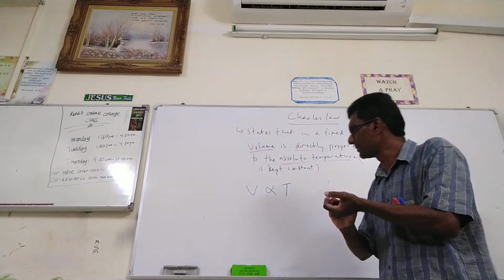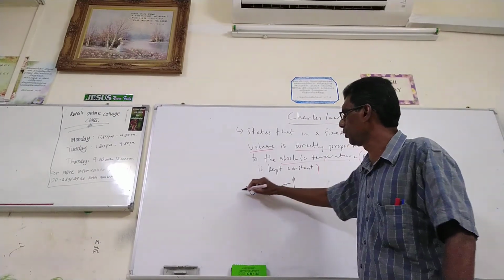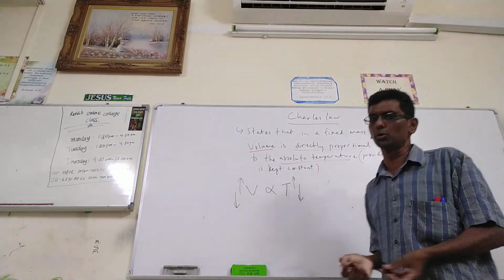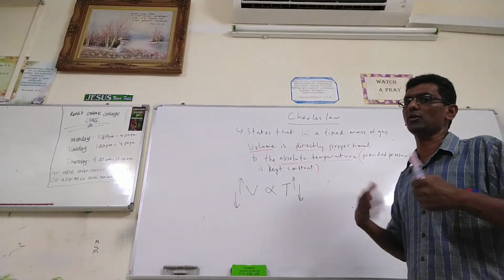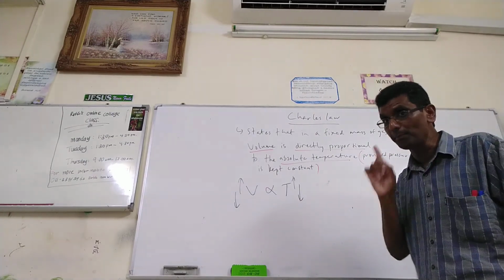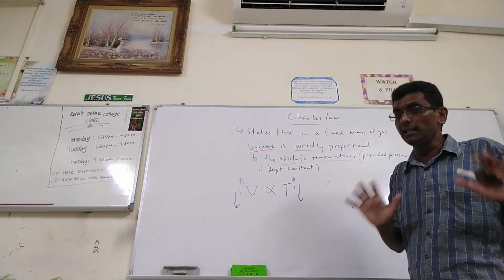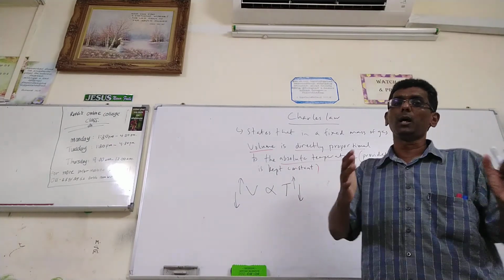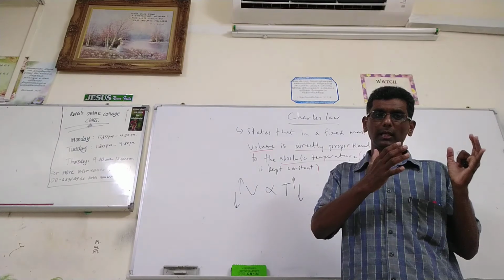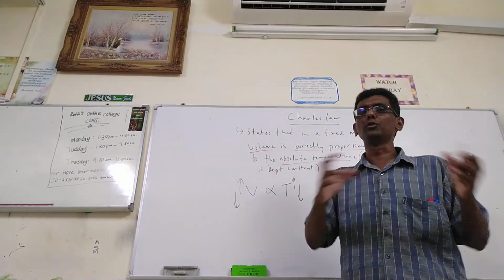Okay, when temperature increases, the volume increases. When temperature decreases, the volume also decreases. So this is called temperature versus volume, provided pressure must be kept constant. For example, we have two scenarios.